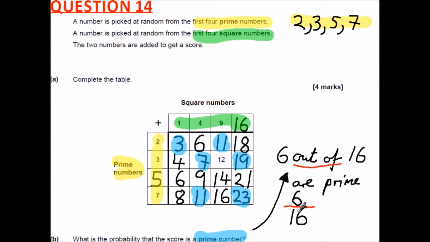Now it could be left like that, with probability you don't need to simplify unless the question specifically asks you to. But you know, if you want to be safe, do simplify it down if you feel comfortable. The 6 and the 16 can both be halved. So half of 6 is 3 and half of 16 is 8. So then we'd end up with 3/8.